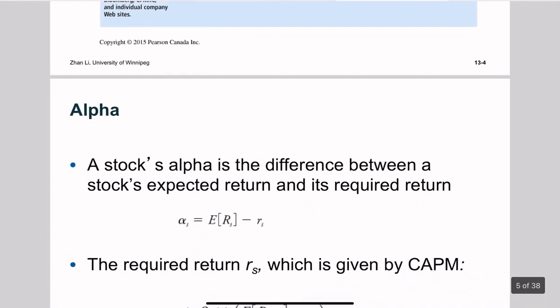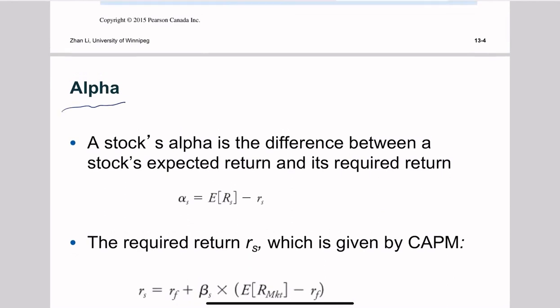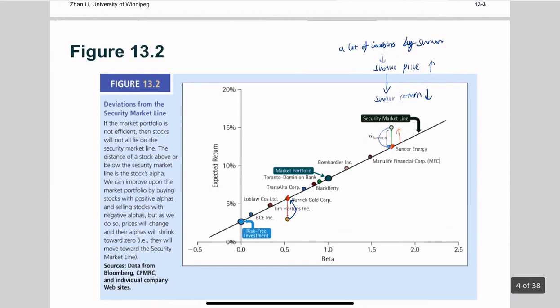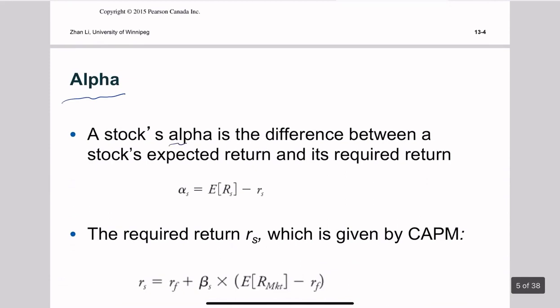Okay, next let me talk about this related concept, that is alpha. Now, what is alpha? In this picture, alpha is given by this deviation here. So this is an alpha. To be more specific, it's a positive alpha. And this is also an alpha. It's a negative alpha because the return is below the security market line. So by definition, alpha is the difference between expected return and its required return.